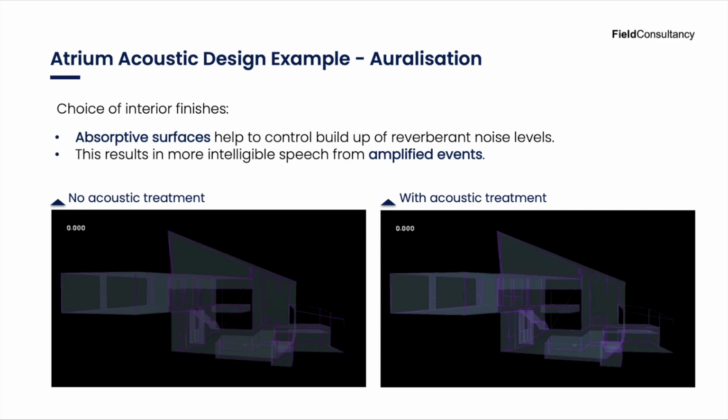So what we have on the left-hand side here is the atrium space as it's designed, where it has no acoustic finishes, it has a hard tiled floor, glass walls, and a hard plasterboard ceiling. On the second demonstration on the right-hand side here, we have provided acoustic absorption to the ceiling area. These auralisations also provide a visualisation of how the sound reflects around the space.